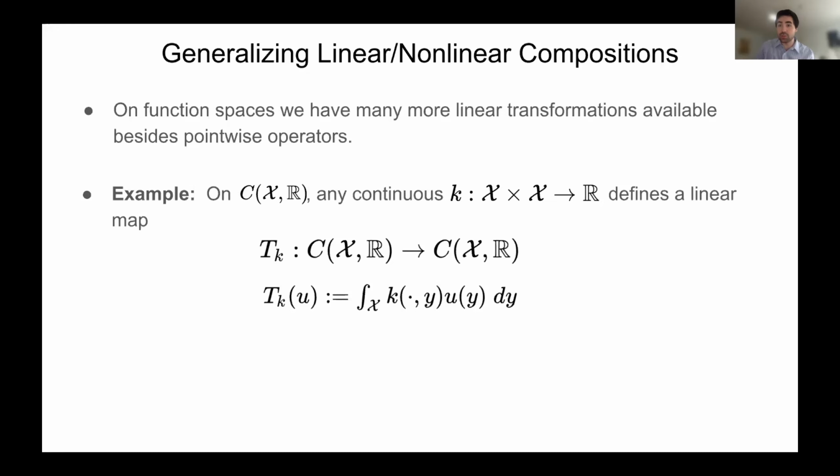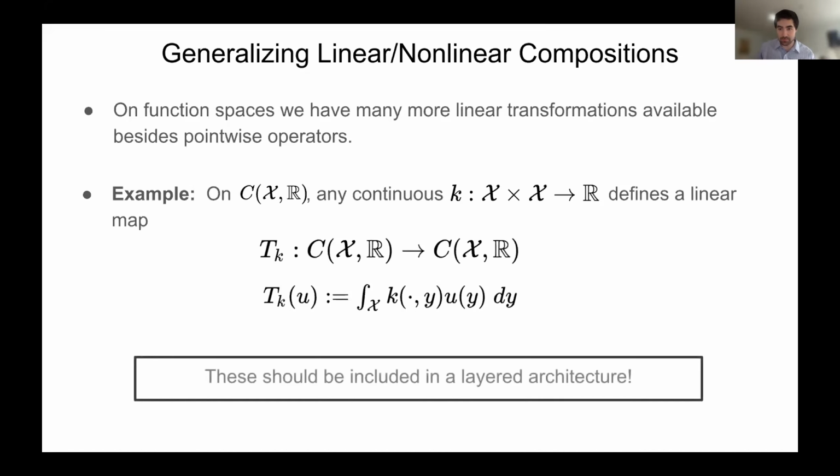So surely we should include this extra structure that we have of linear transformations on function spaces in our layered architecture that we want to propose, if we have any hope of it being expressive enough to capture all the sorts of behavior of mappings from input functions to output functions.